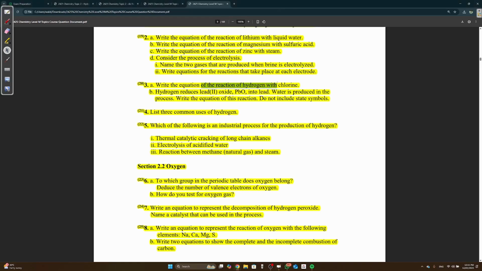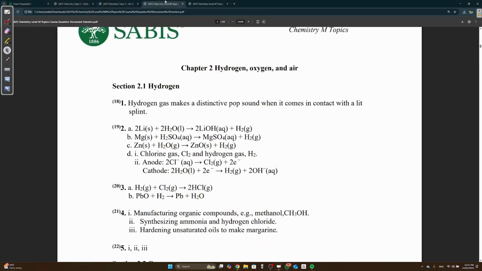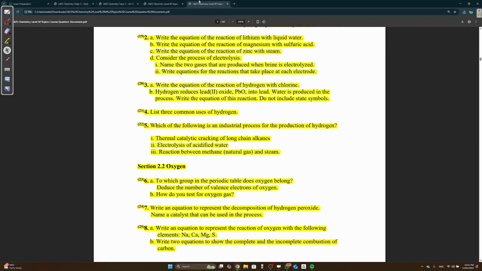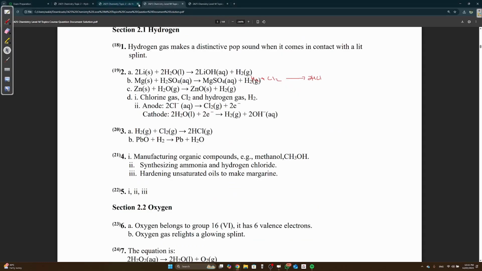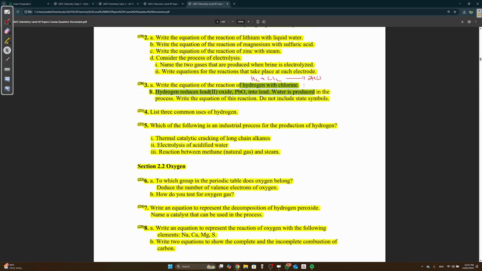Write the equation of the reaction of hydrogen with chlorine. Okay, I'm not even gonna try, I'm just gonna show you the answer. Hydrogen plus chlorine, I guess it's pretty self-explanatory, you can figure it out. H2 plus Cl2 to produce, it's kind of obvious it's gonna produce HCl. When H and Cl combine, what do we get? We get HCl. And to balance it, you just put the 2 here. I looked at the answer, but you can kind of figure it out yourself.